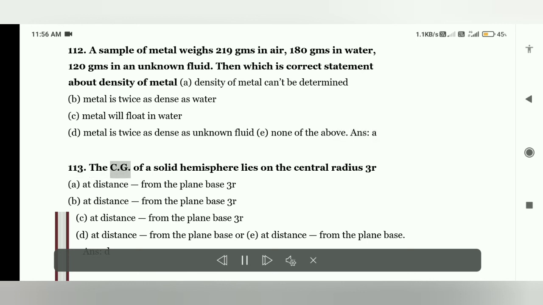113. The CG of a solid hemisphere lies on the central radius at a distance from the plane base of: 3R/8, and the other options follow. Answer D.